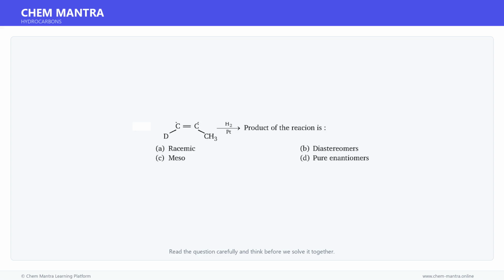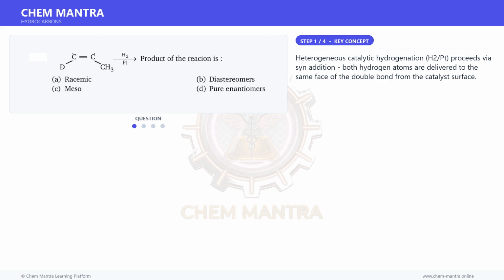Here is a question. Read it carefully and think about the answer. Let us solve it step by step. Let us first understand the key concept here. Heterogeneous catalytic hydrogenation, H2/Pt, proceeds via syn addition. Both hydrogen atoms are delivered to the same face of the double bond from the catalyst surface.